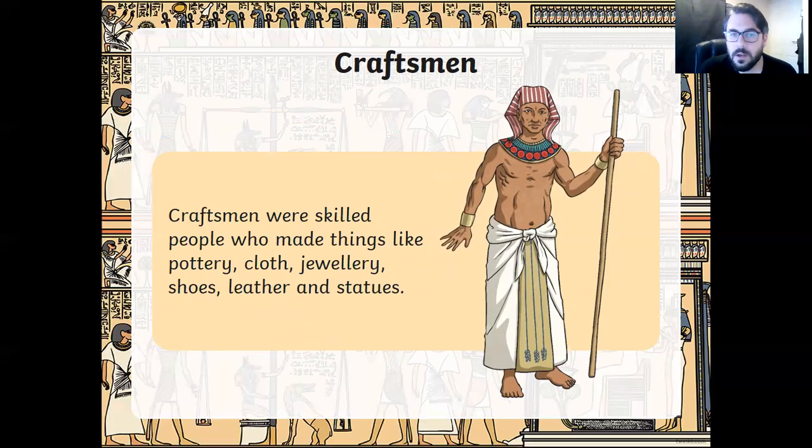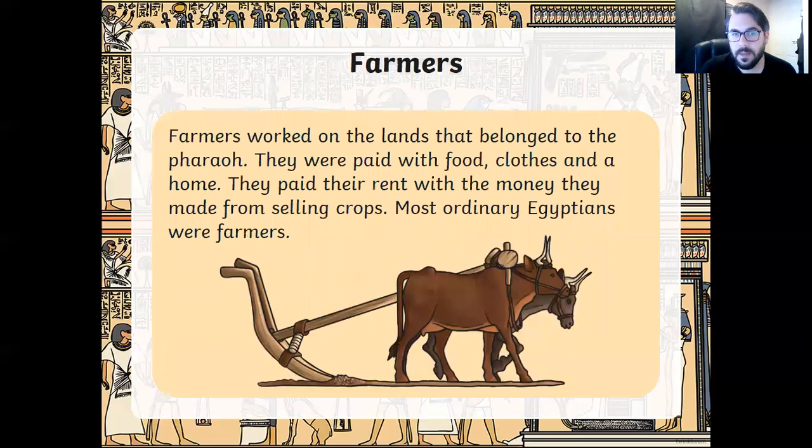Craftsmen. Craftsmen were skilled people who made things like pottery, cloth, jewelry, shoes, leather, and statues. Now, if you did our IPC last week, you'll know that they didn't use money in the ancient Egyptian times. They traded things. So craftsmen who can make all of those key things to trade, how important would they be? Would they go above slaves, for example? I'm interested to see what you think.